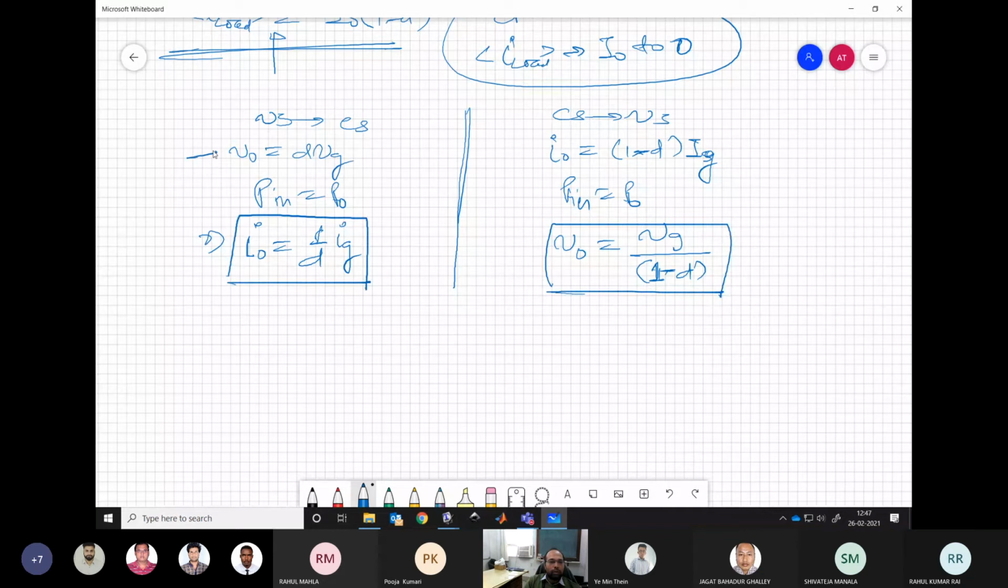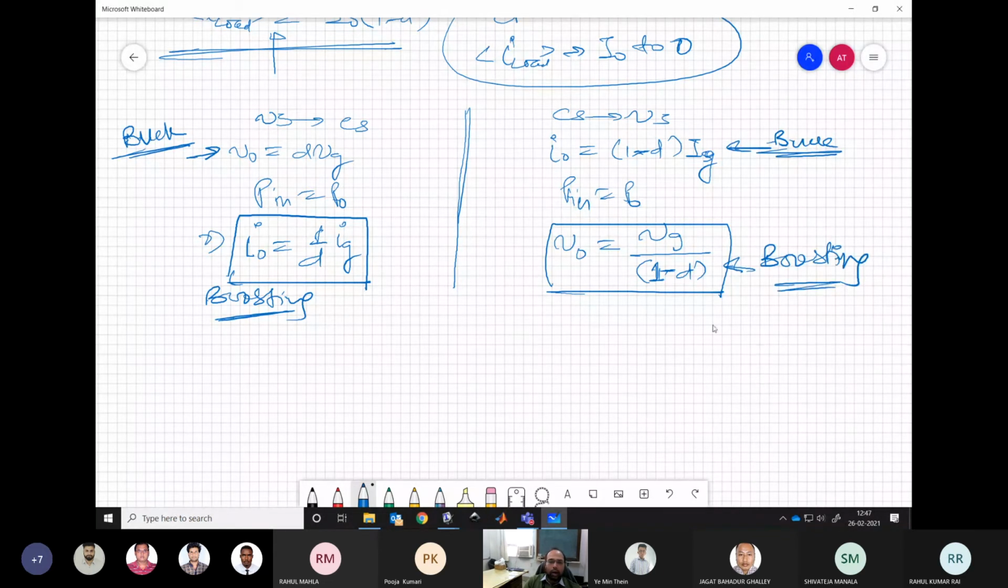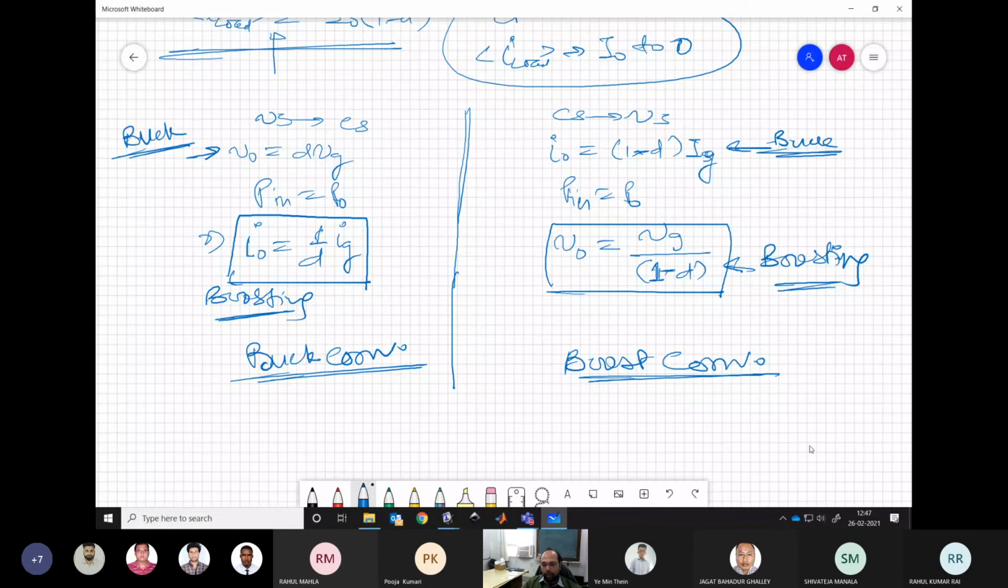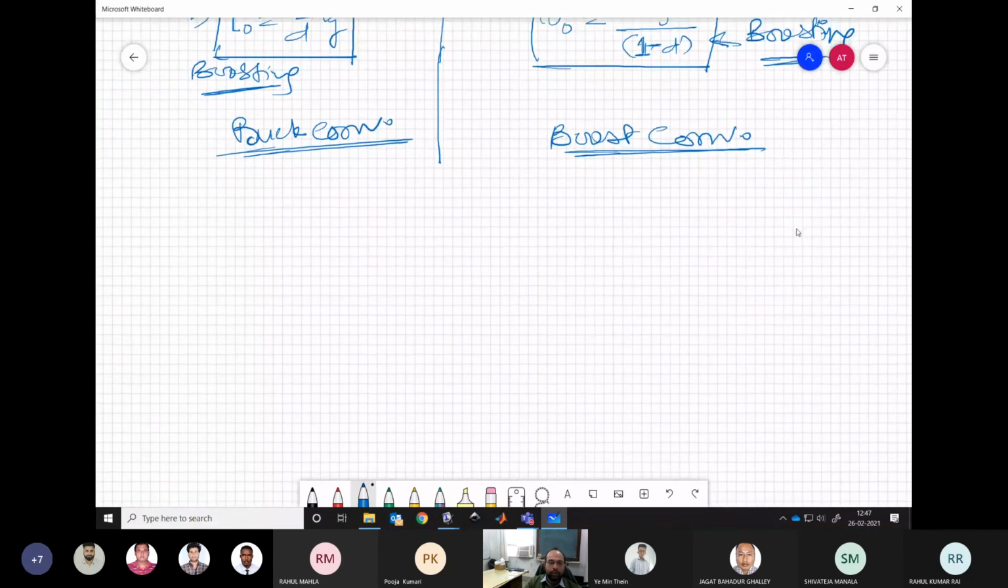So we were doing the buck operation on the voltage over here and we were boosting our current. And here we are doing buck operation on our current and we are boosting our voltage. So if we take output voltage as reference, very popularly we call this converter as buck converter and this converter as boost converter. So for clarity, I will draw both the converters again here.